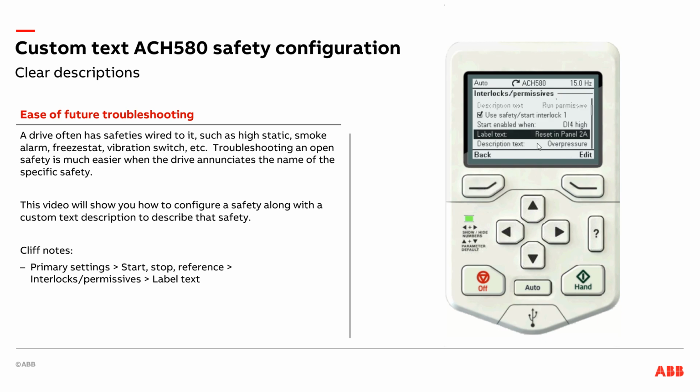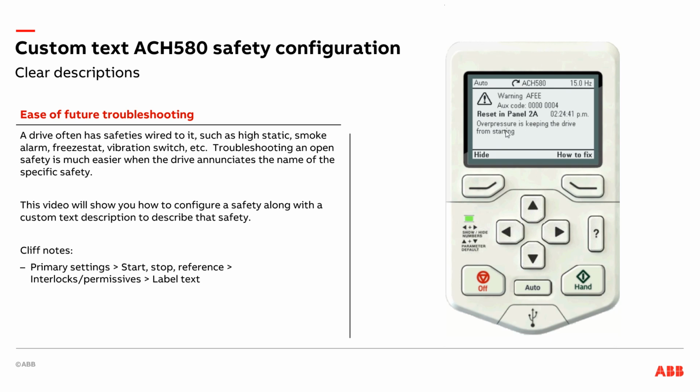So now I'm going to open up Digital Input 4 and let's take a look at what you see. We had that pre-canned text, overpressure, so I have overpressure is keeping the drive from starting. And then let's say this air handler has that safety in a panel where it's just not intuitive where the safety reset is. So what I had typed in was reset in panel 2A.